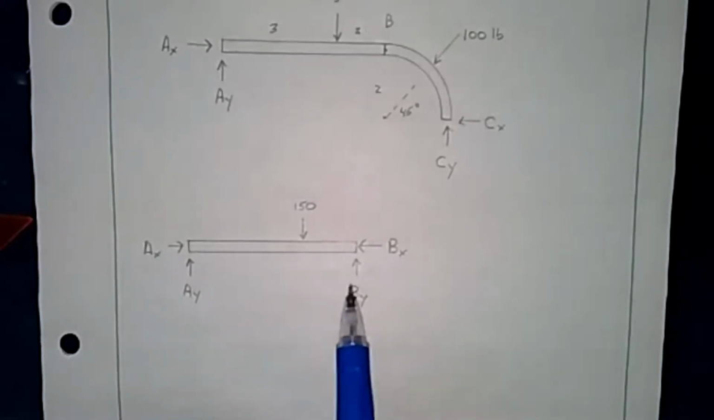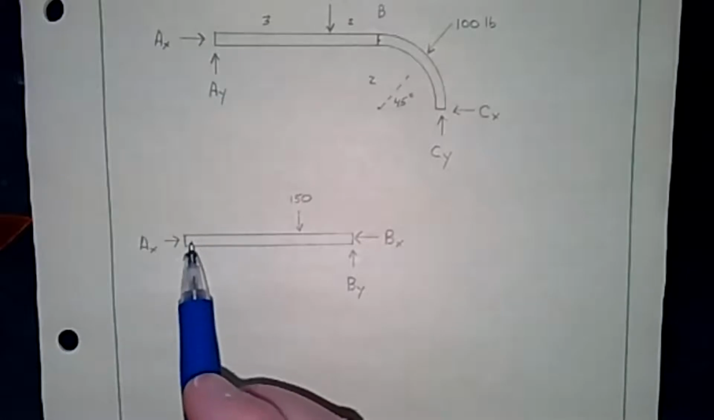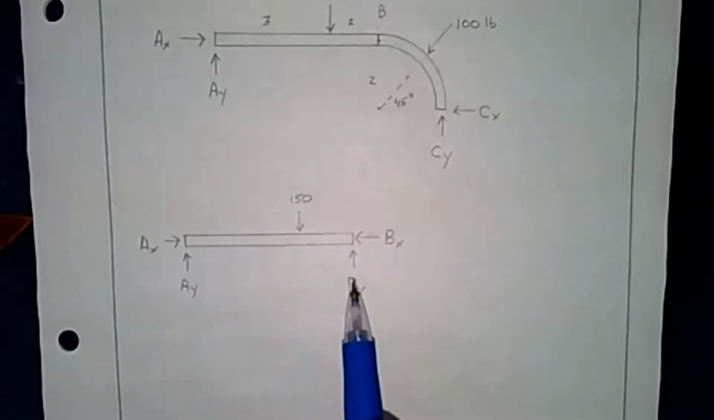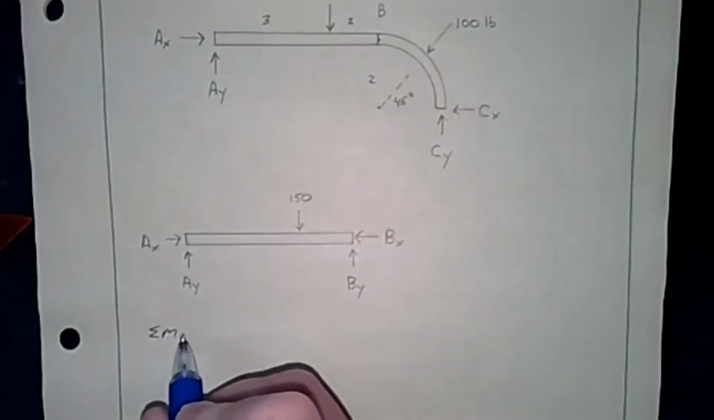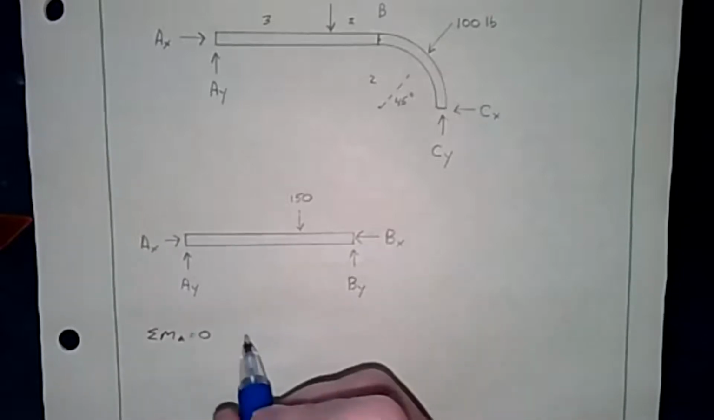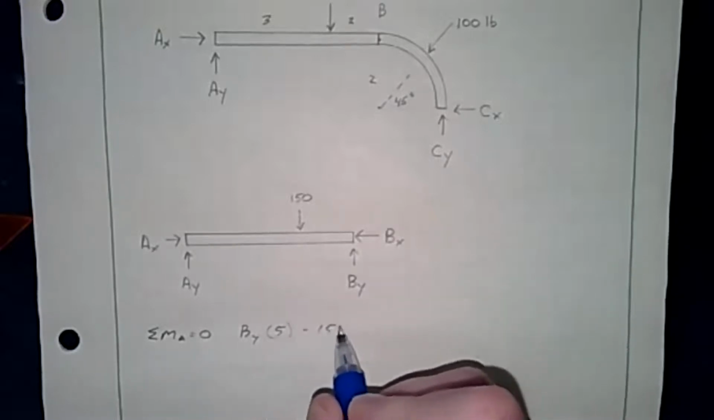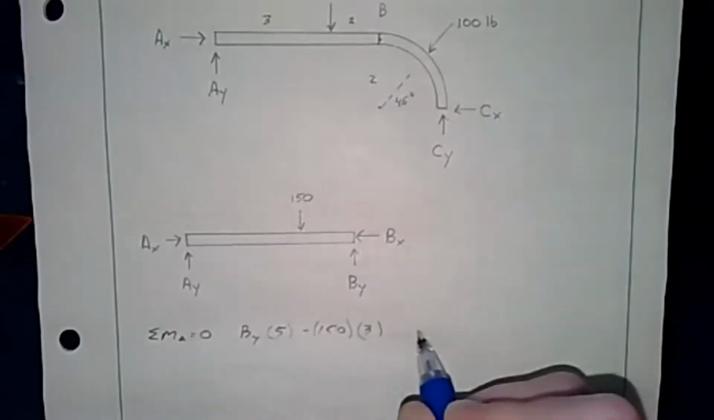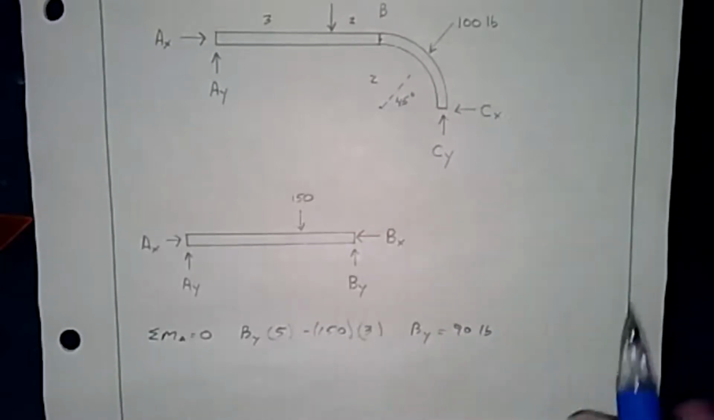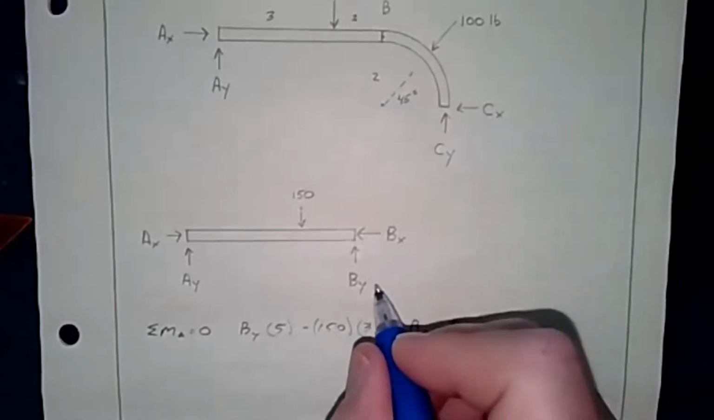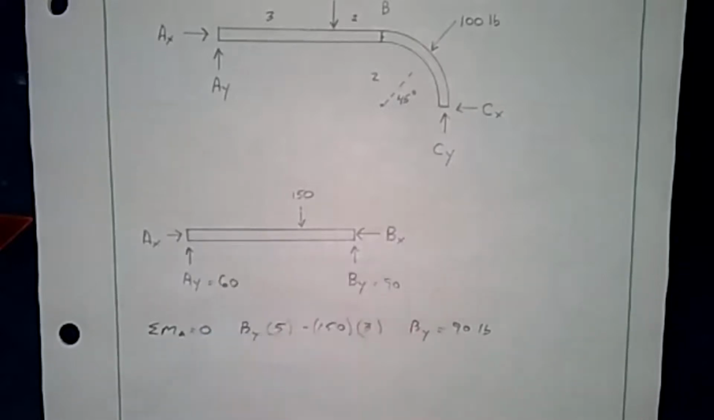We have AX, AY, BX, BY. So we can see now that if we sum the moments about one point, A, for example, then we can solve for BY. So if we do that, then we know that we have BY times 5 minus 150 times 3. Therefore, BY gives us 90 pounds. So because BY is 90, 150 is there, that means AY has to be 60.